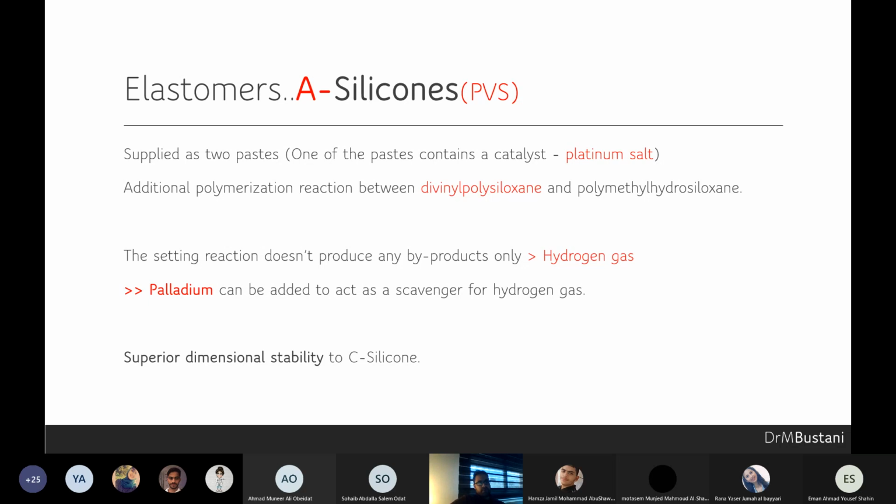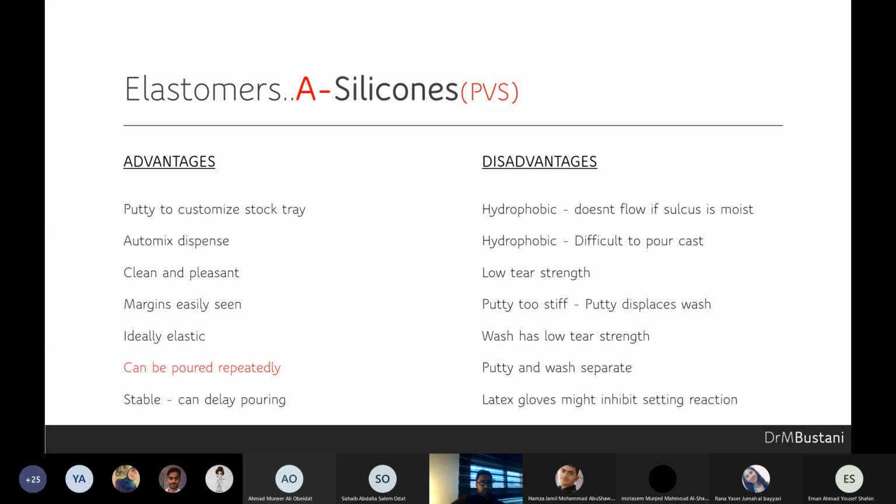The newer A-silicon materials have palladium added to act as a scavenger for hydrogen, and this is why A-silicon is the most expensive impression material, because of the addition of palladium. They have better dimensional stability than C-silicon, and they are a bit better in terms of tear strength and stability.